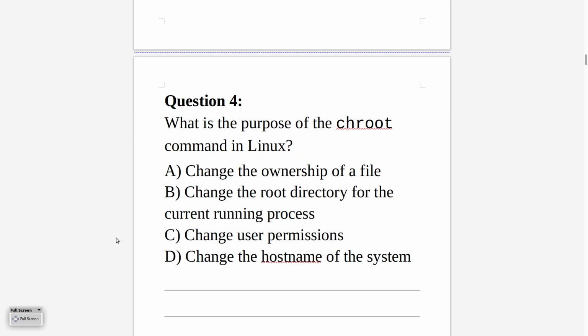Next question, number 4. What is the purpose of the chroot command in Linux? Is it change the ownership of a file? Is it change the root directory for the current running process? Is it change user permissions? Is it change the host name of the system?